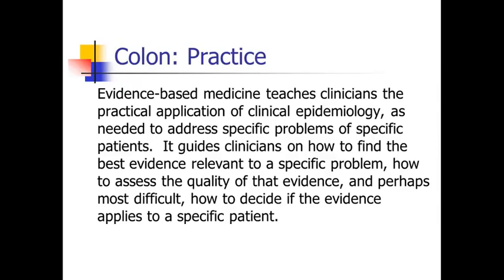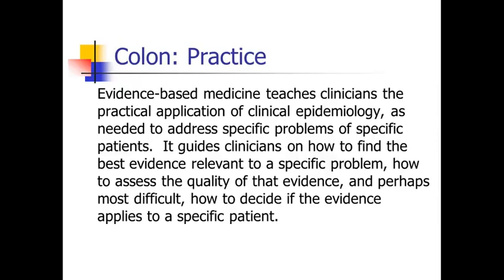So that's one thing to notice about this passage. Another thing to notice is that the second sentence is actually a list of things: how to find the best evidence, how to assess the quality, how to decide if the evidence applies. As I mentioned, a colon is a good way to set up a list. So perhaps we can use the colon here to set up that list and draw this all into a single sentence.